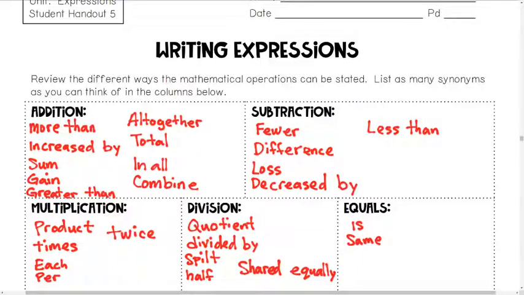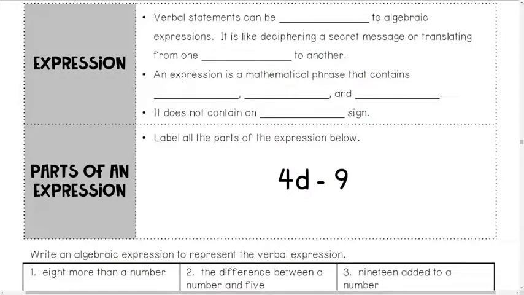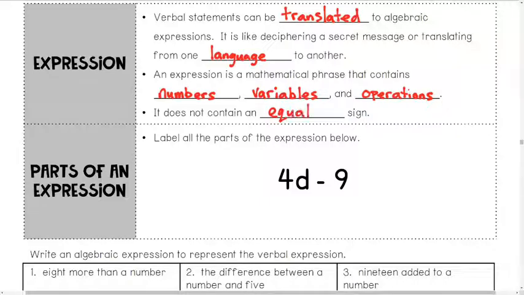Okay, so using those pieces of information, we're going to break apart some problems and see if we can get each piece in there. So first off, expressions, they're verbal statements. They can be translated to algebraic expressions. It's like deciphering a secret message or translating from one language to another. Math is a language, and so when we're talking about algebra, algebra is a language. And in this language, the expressions, the mathematical phrases, they contain numbers, variables, and operations. It does not contain an equal sign, so that's the major difference between expressions and equations. You cannot have an equal sign for it to remain an expression.